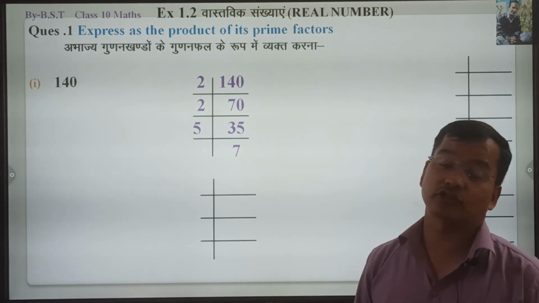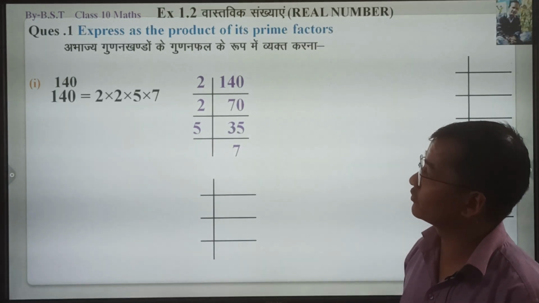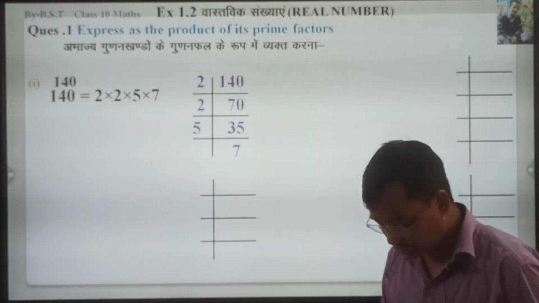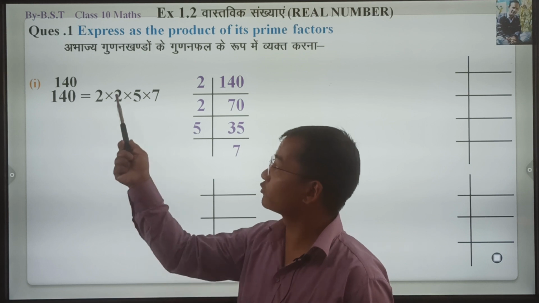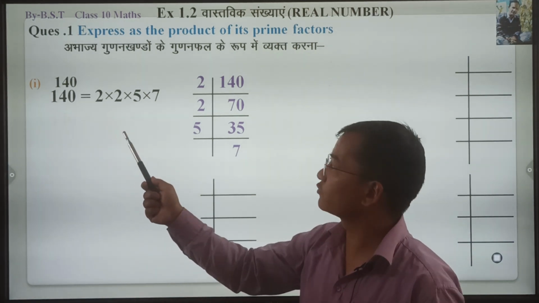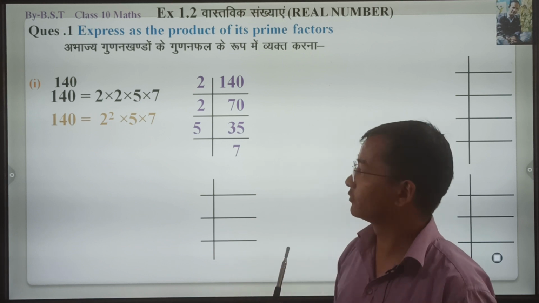इसके अलावा कोई अदर फैक्टर इसके हो ही नहीं सकते. So this can be written as 140 is equal to 2 into 2 into 5 into 7. In the exponential form we can write 140 is equal to 2 की power 2 because there are two 2s, so 2 की power 2 into 5 into 7. These are the prime factors of 140.